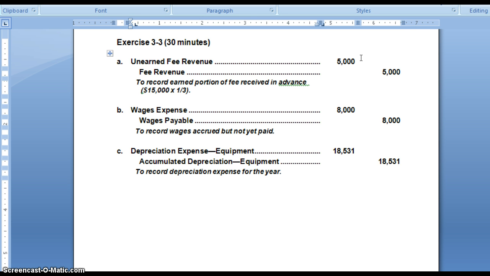So if you look at page 56 of your textbook, the diagram right there, what's happening is we're increasing the liability. Our liabilities are going up by $5,000, and also our assets are going up by $5,000 because we're increasing the assets.